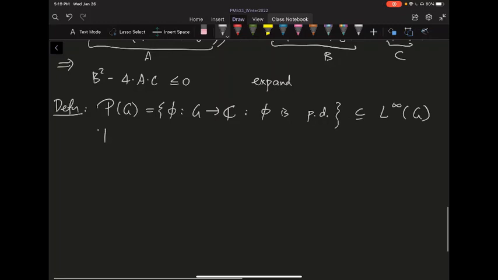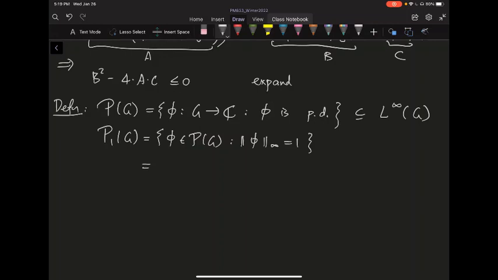And I also write P1 of G to be all the phi inside P of G with the norm actually equal to 1. So where the uniform norm of phi, because it's in L infinity, equals 1. And we showed the infinity norm is essentially just phi of e. So this essentially corresponds to all the phi where phi of e is equal to 1. So this is P1.